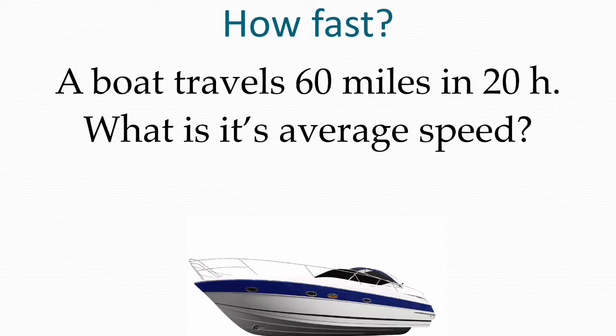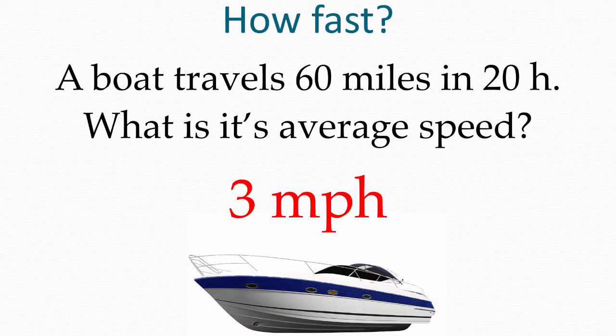Now we have a boat travelling 60 miles in 20 hours. What would its average speed be? Once again, think about the units that you're going to use for its speed. 60 divided by 20 will give a speed of 3 miles per hour because our distance is in miles and our time is in hours.